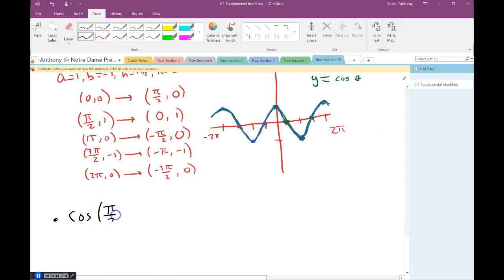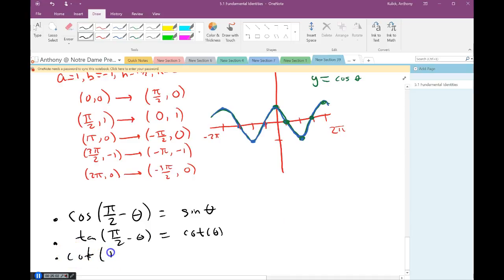So we have cosine of pi over 2 minus theta is sine. We have tangent of pi over 2 minus theta is cotangent. We have cotangent of pi over 2 minus theta is tangent.